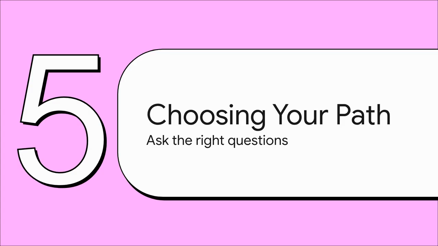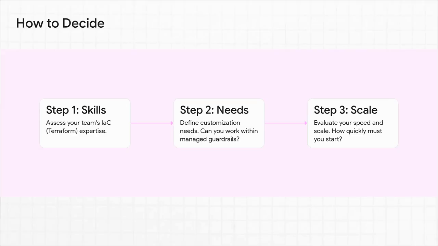So how do you decide what your path should be? Control Tower, Terraform, or the hybrid model? Well, there's no single right answer. It completely depends on your team, your culture, and what you're trying to build. To figure it out, just ask yourself a few key questions. First, what are your team's skills? Do you have people who are already pros with infrastructure as code in Terraform? Second, how much customization do you really need? Can you live within the well-defined box that Control Tower provides? And third, think about your speed and scale. How fast do you need to get this stood up, and how complex is your environment going to be?